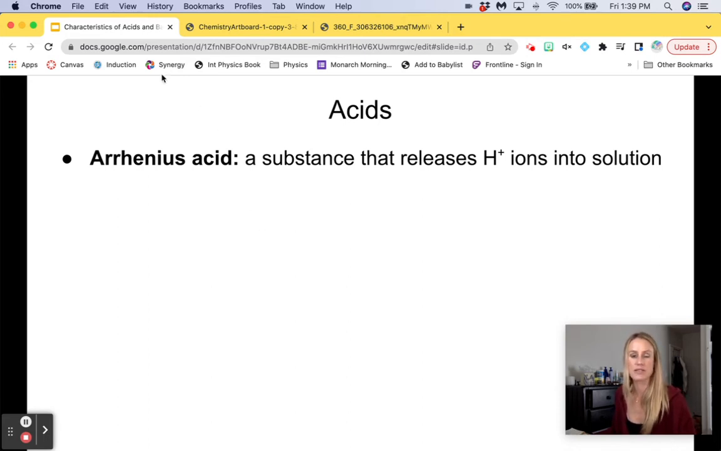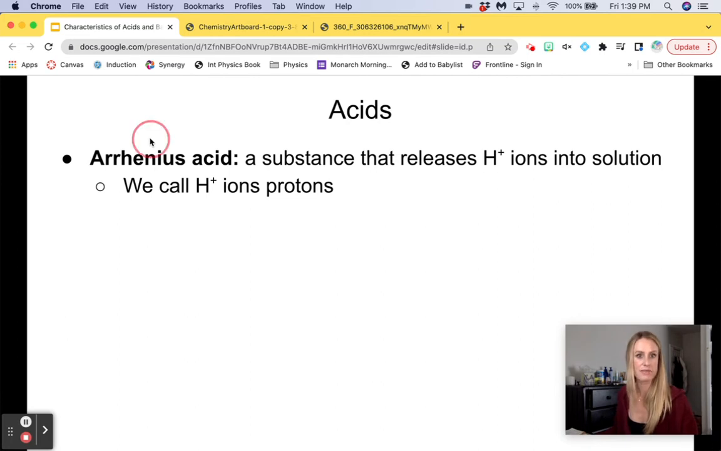Now, there are different types of acids, or classifications. We'll talk about more classifications later, but different types. We have Arrhenius acid, and that is a substance that releases H plus ions into solution. Now we call H plus ions protons. So when you hear me say it releases protons into solution, I'm talking about those hydrogen plus ions.